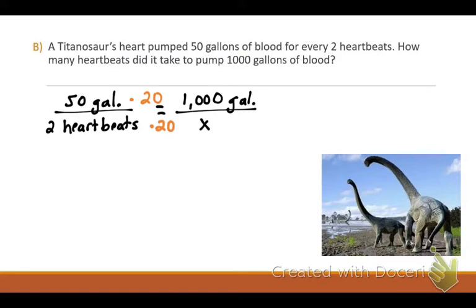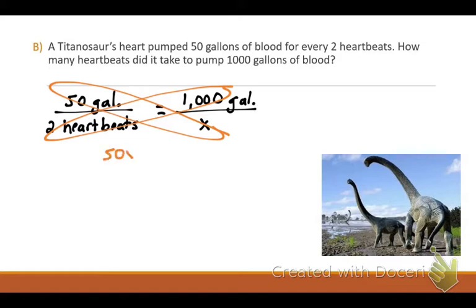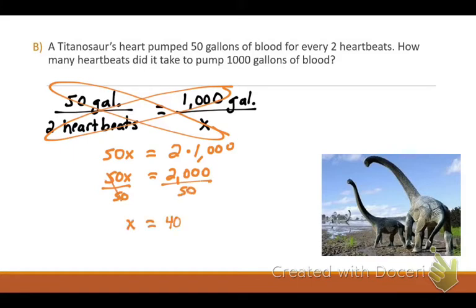Let's see, how many of you did cross products? Let's see if we get the same answer. I would multiply diagonally. So 50 times x equals 2 times 1,000. Guys, what's 2 times 1,000? 2,000. How do I get that x by itself? Divide by 50 on both sides. X equals what? 40 what? Heartbeats.